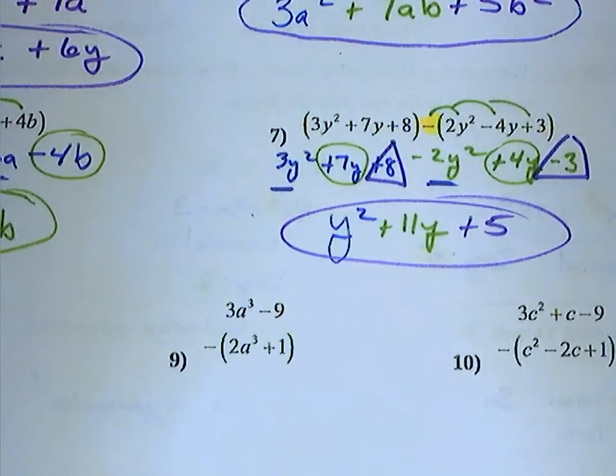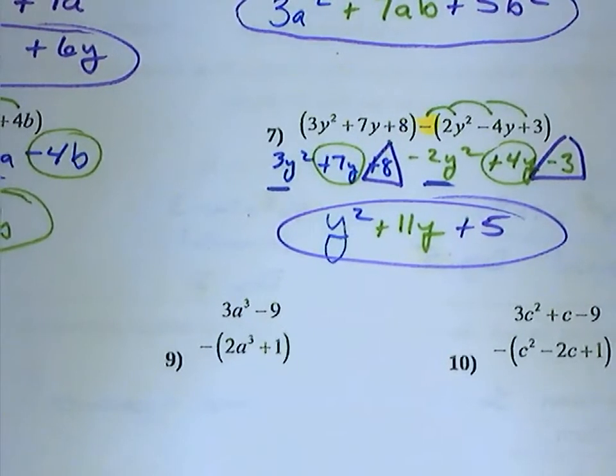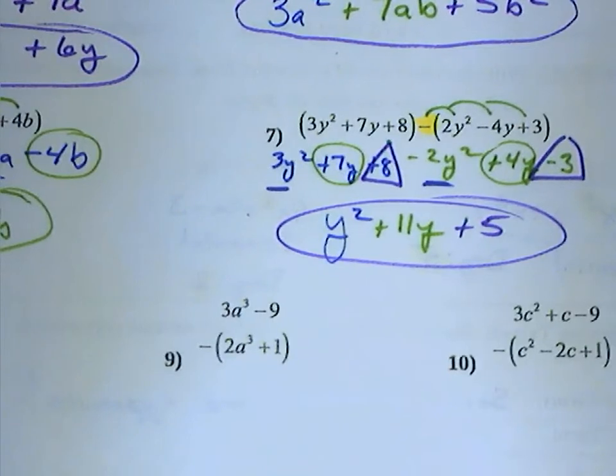There's nothing else I can do. I can't just put that all together as one because these are separate, unlike terms. One's a y squared, one's a y, and one's what we call a constant that has no y. It's in descending order, so we're all set.